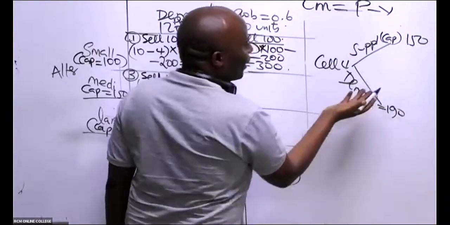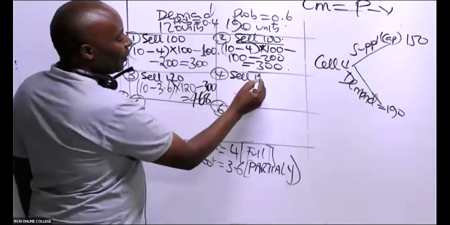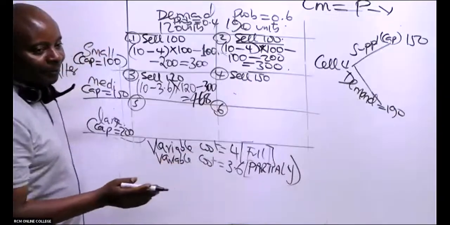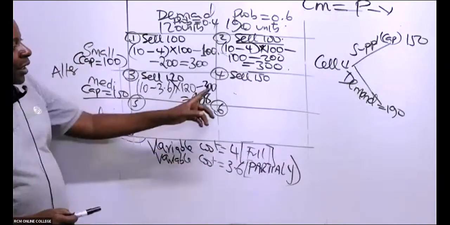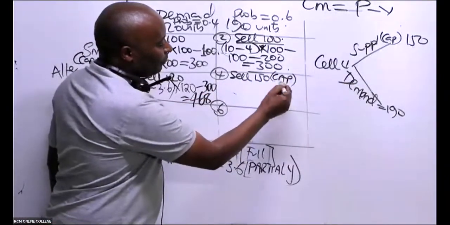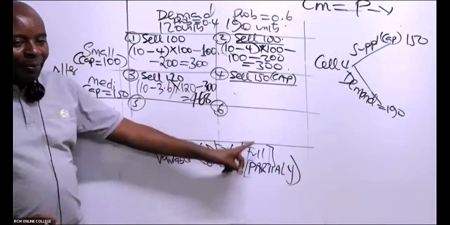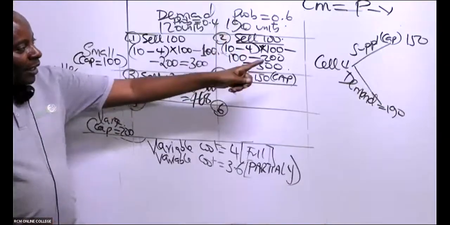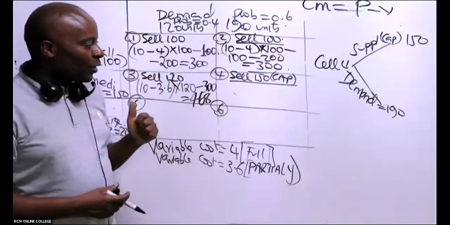190. Therefore, we sell the lower, isn't it? So we sell how many here? We are selling the capacity, isn't it? So when we sell capacity here, for sure, I know that the variable cost that I will use will be for full capacity, because I'm selling capacity, which is 150. So here I will be using 4.